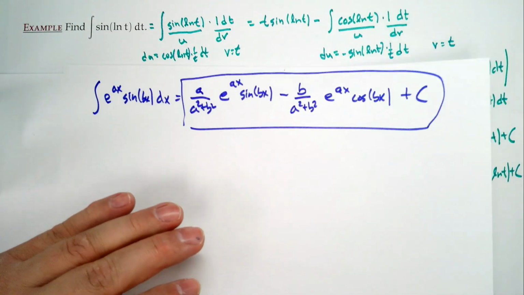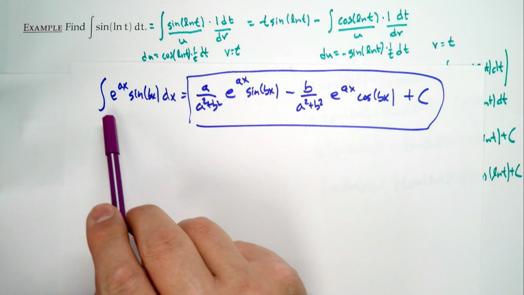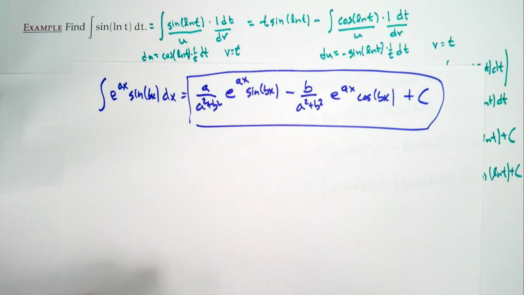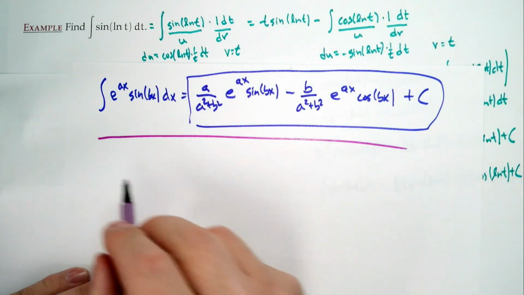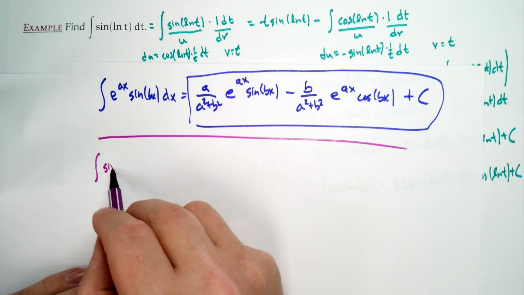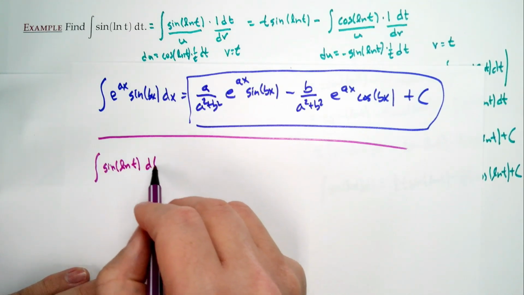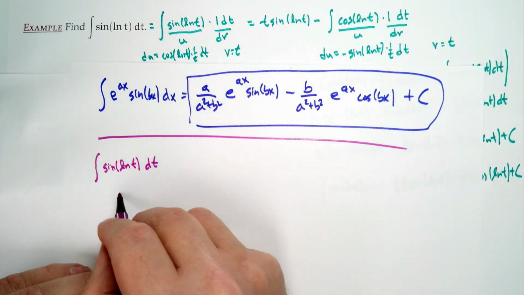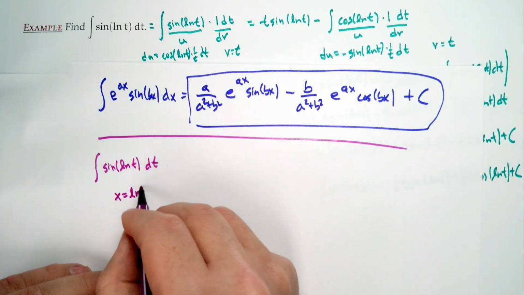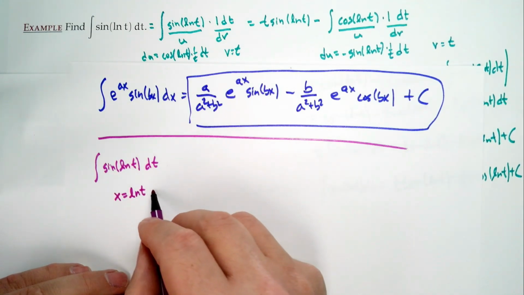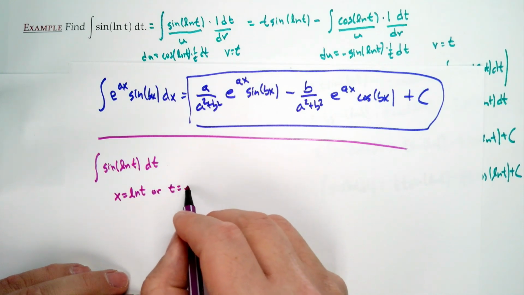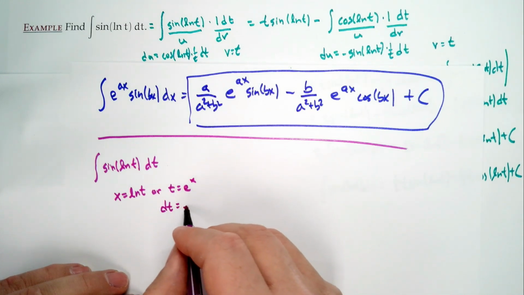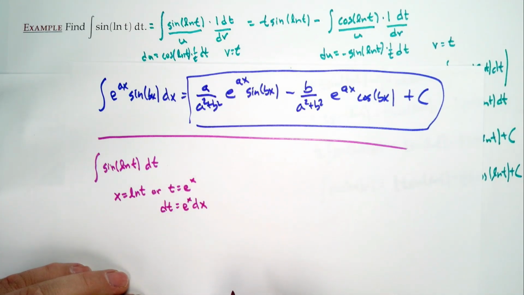Let's come back here. We said the integral of e to the ax sine of bx dx is equal to this expression here. So let's start with our problem, namely the integral of sine of log t. And let's make a substitution. So let's let this inside part, we're going to call that x. So I'm going to let x equal natural log of t. Or another way I can write that is that t equals e to the x. So what do we have? We have then that dt is e to the x dx.